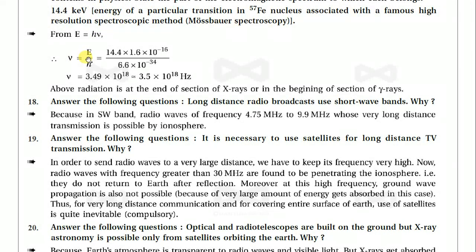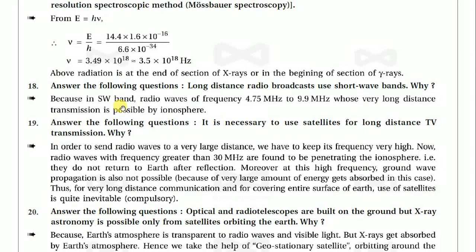So nu equals E upon h, where E equals 14.4 kilo electron volt, and h is our Planck constant. We put the value of the Planck constant, 6.6 into 10 raised to minus 34. So we get nu equals 3.49 into 10 raised to 18, and rounding off, 3.5 into 10 raised to 18 hertz. So the above radiation is at the end of the X-ray section and the beginning of the gamma rays section.